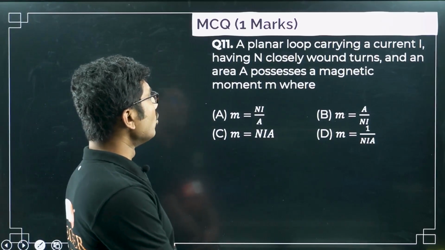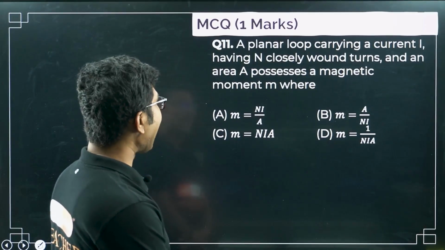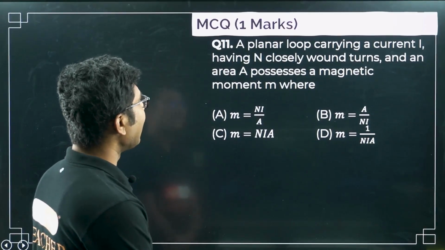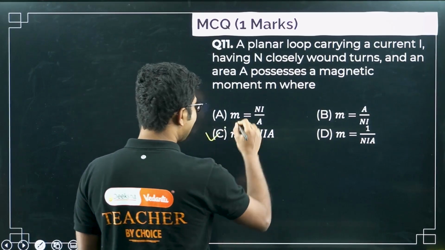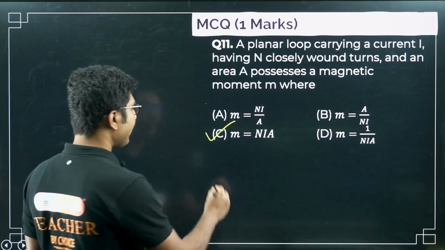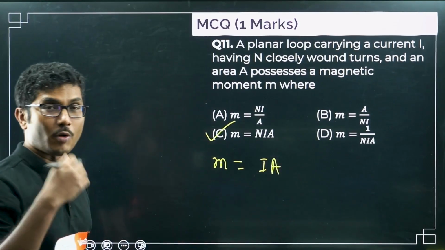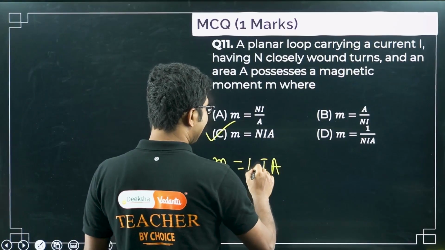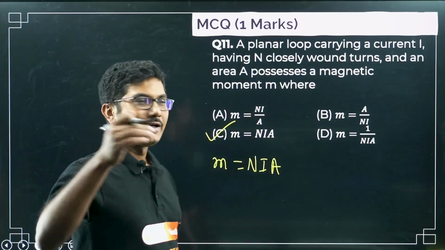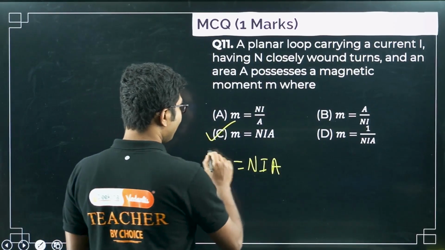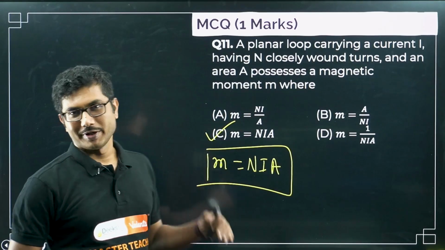A planar loop carrying current I, having N closely wound turns and an area A, possesses a magnetic moment given by NIA. Magnetic moment is normally IA, but if it involves a loop of multiple turns, then it is NIA. Okay, National Investigative Agency, that investigates any terrorist activity. So that is the NIA. So this is basically magnetic moment.